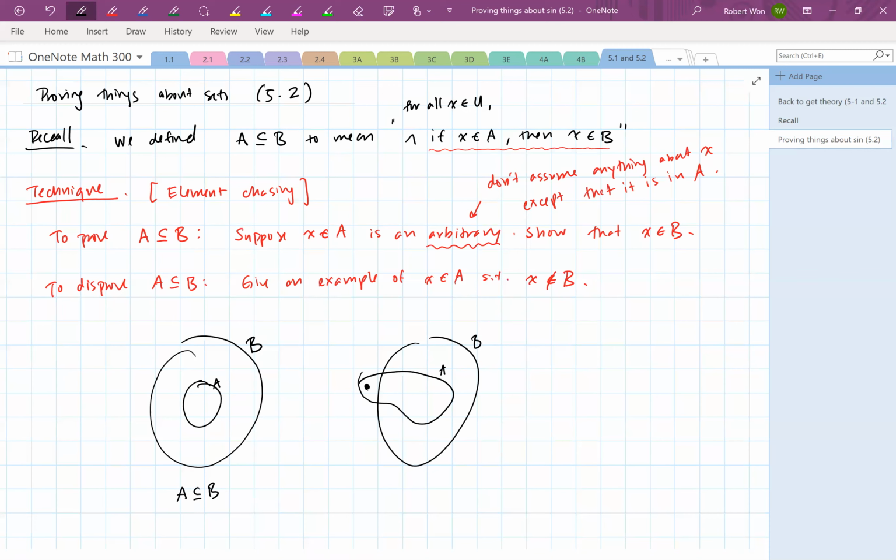Okay, so let me give you at least one example of a proof and a non-proof, where I really want to emphasize that when you do an element chase, you need to be careful about taking an arbitrary element of A. So let me show you.